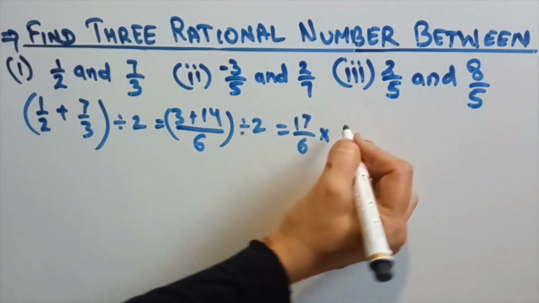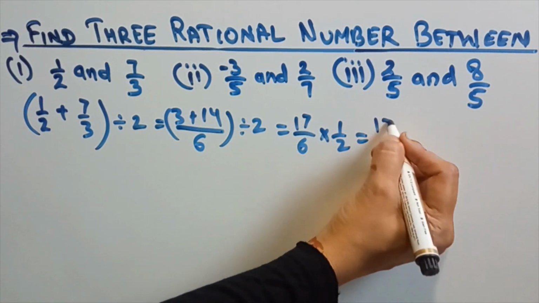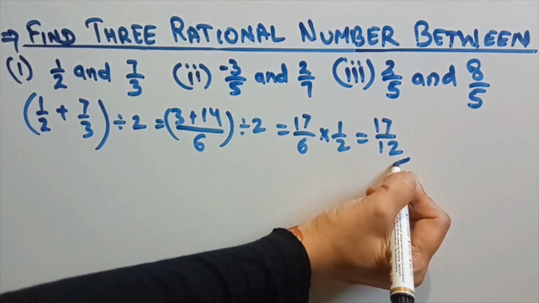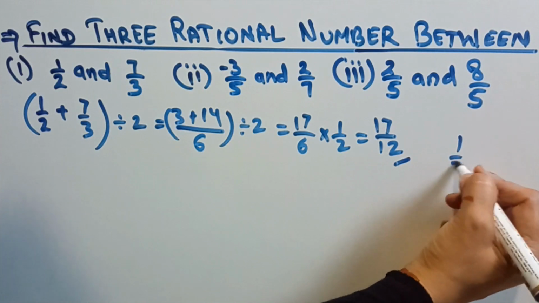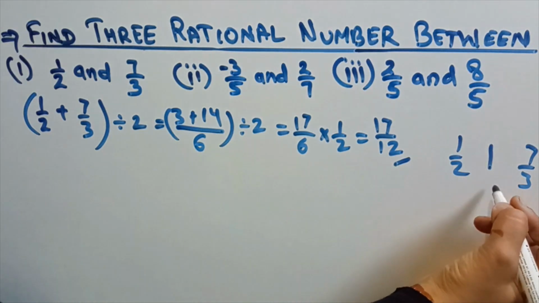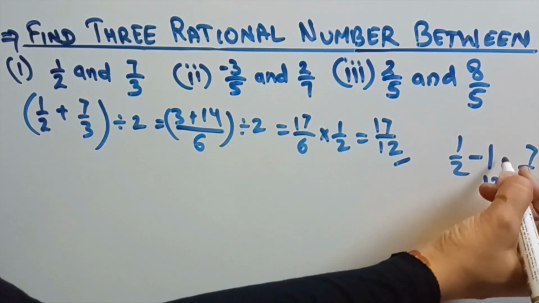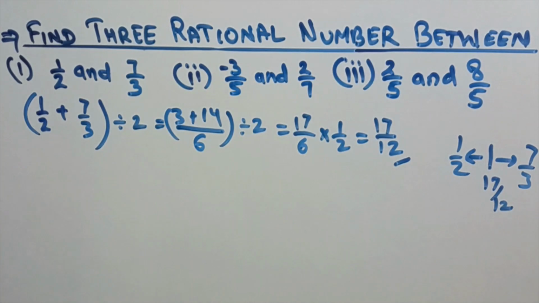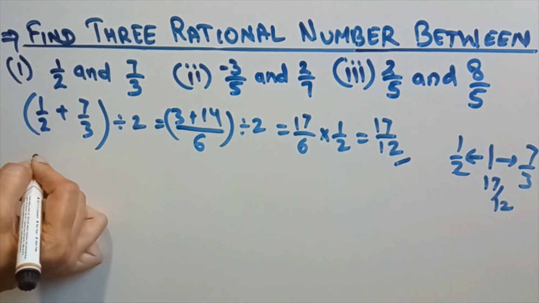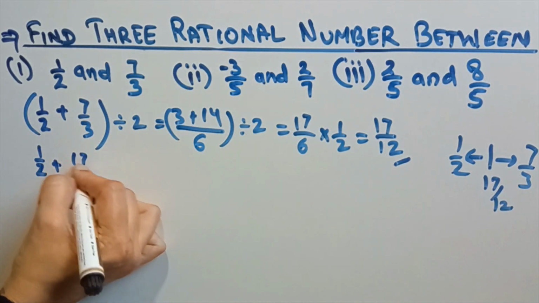Now put a multiplication sign, take the inverse of it. Now multiply: 17 ones are 17 divided by 6 twos are 12. This is the first number. This number is between 1 by 2 and 7 by 3. This number is here. This is 17 by 12, between these two numbers. Now we have to find the second number. So I'll take now these two pairs, 1 by 2 plus 17 by 12.